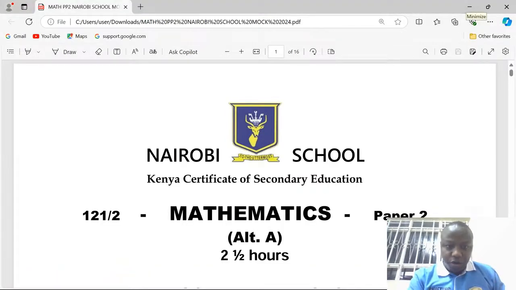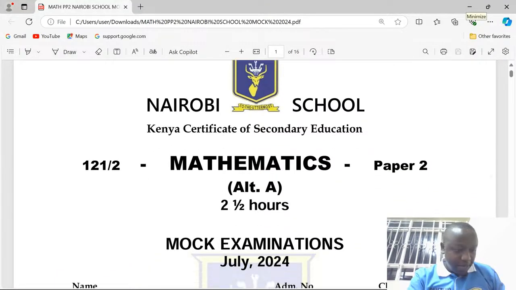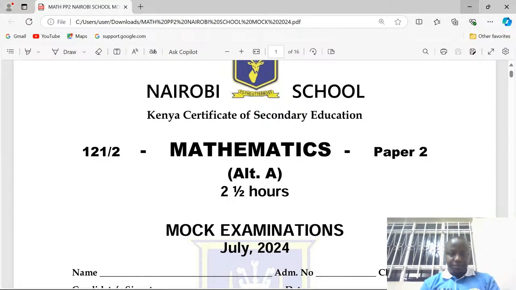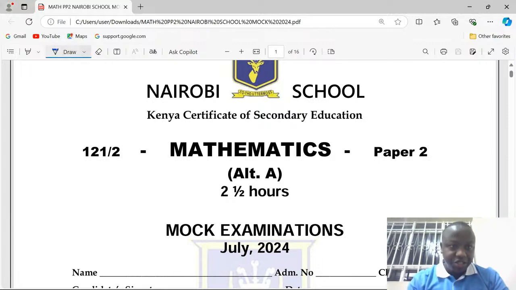The Nairobi School, Mathematics paper 2. So let's look at the paper. We're going to be very quick today. Just keep in touch.